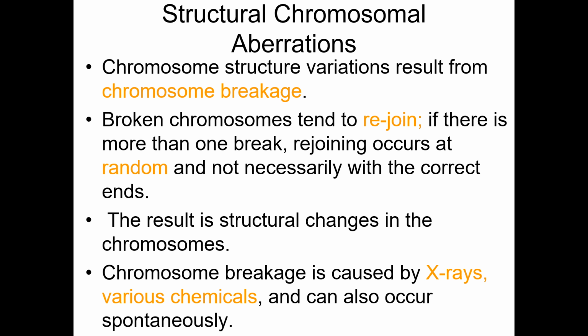Chromosomal structural variation results from chromosomal breakage. Sometimes there will be breakage in the chromosome, and as a result the structure of the chromosome varies. Some kinds of genes may not be present, or the sequence of arrangement of the genes may change. These are because of structural aberrations. And when the chromosomes are broken, they tend to rejoin.